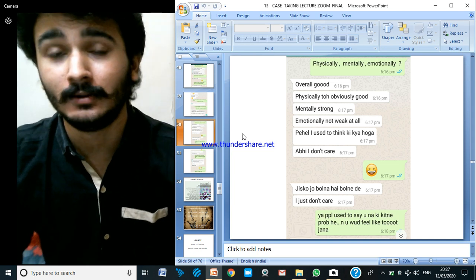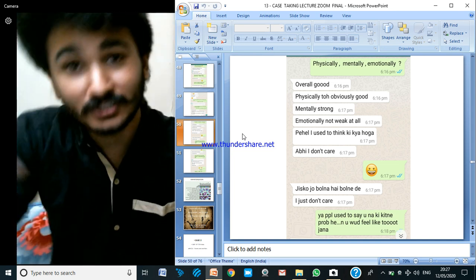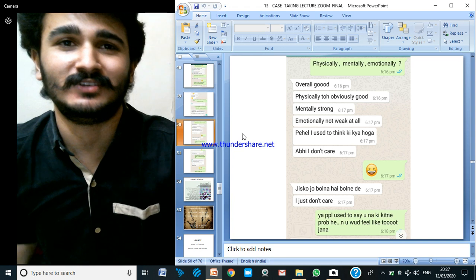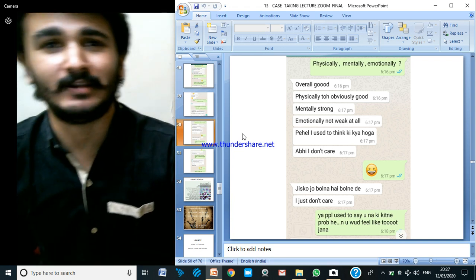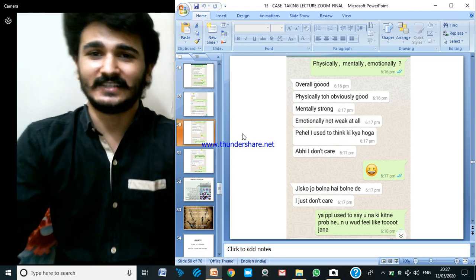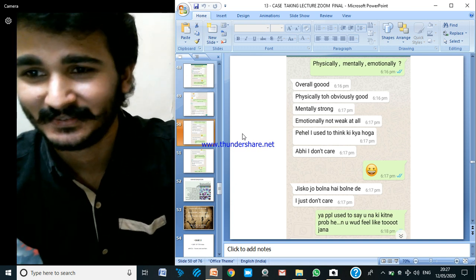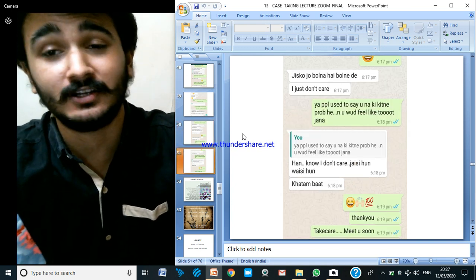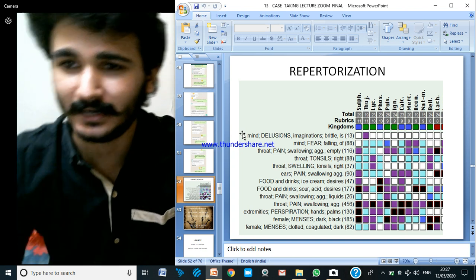Overall good, physically good, mentally strong, and emotionally not weak at all. See, again the same thing. She may again need the same remedy, if at all she has any problems or she comes. जिसको जो बोलना बोलने दो. I don't care. So this was my repetition.